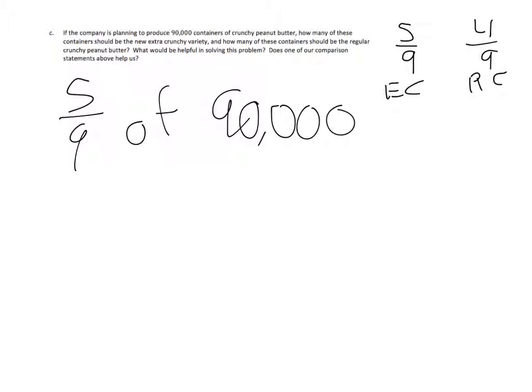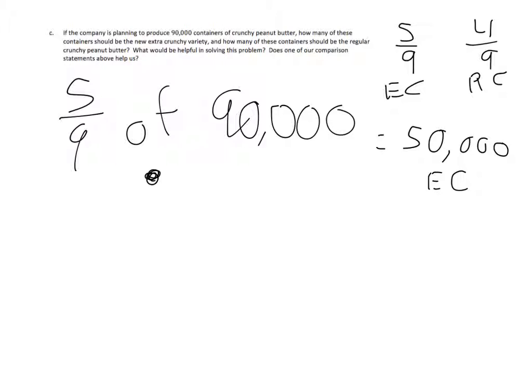Well, we know that the word of in math means multiply. So we're going to do 5/9 times 90,000. Well, 5/9 times 90,000, we can think of 5/9 of 9 would be 5. Well, it's not 9, it's 90,000, so it's going to become 50,000. So that's going to be for the extra crunchy.